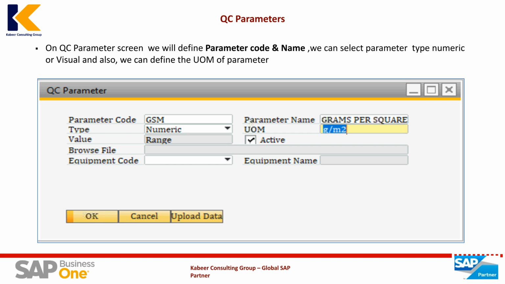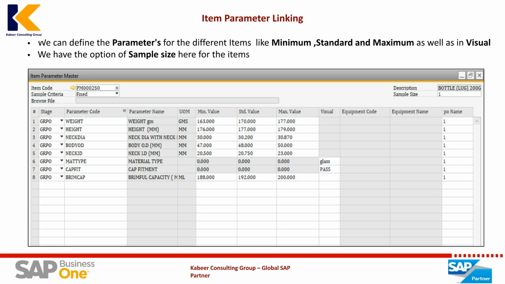The QC Parameters screen allows us to define parameter code and name. We can select whether the parameter type is numeric or visual, and define its unit of measure. With Item Parameter Linking, we define parameters for different items, including minimum, standard, and maximum values, as well as visual inspection criteria. We also have the option to specify the sample size.